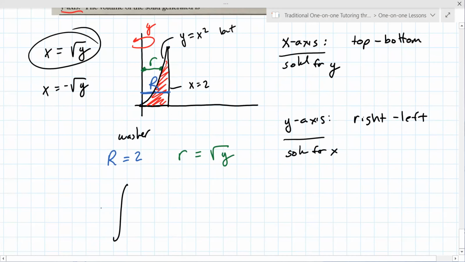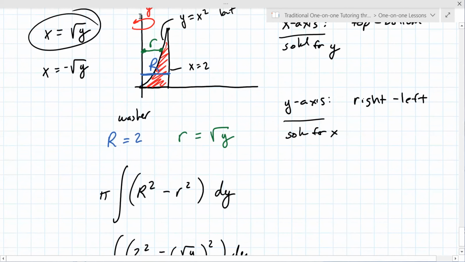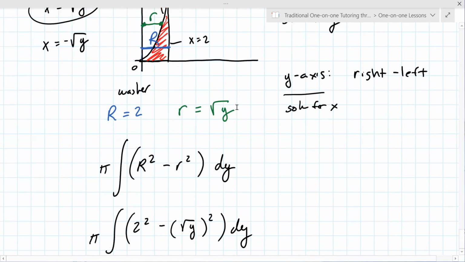Your integral is pi times the integral of big R squared minus little r squared dy. It could be dx if you're going in the x direction, but the r's represent the function. So for you, it's 2 squared minus square root of y squared dy. And then your bounds, this is where it's awkward. It's easy to put the wrong bounds. The bounds are along the y, not the x. So it goes from 0 to 4.